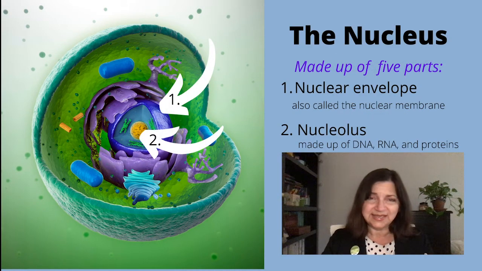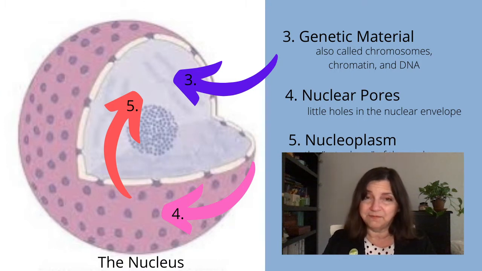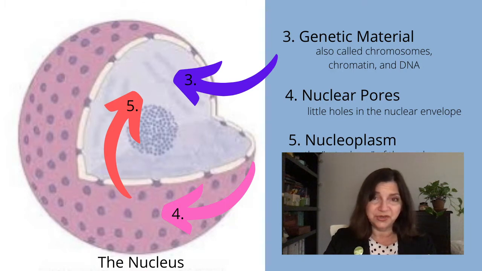The nucleus is made of 5 parts: the nuclear envelope, we also call that the nuclear membrane; the nucleolus, which is made up of DNA, RNA, and proteins; the genetic material, and sometimes we call it chromosomes, sometimes we call it chromatin or DNA; the nuclear pores, which are basically just little holes in the nuclear envelope; and the nucleoplasm, which is the cytoplasm of the nucleus.